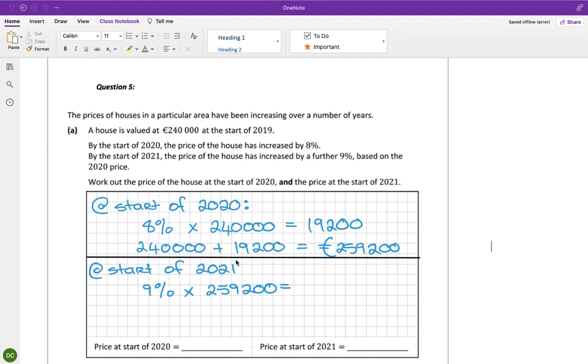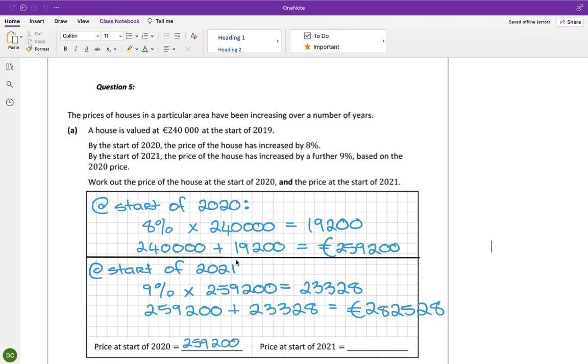So multiply 9% by 259,200 and you get 23,328, and then add that back on. So 259,200 plus 23,328. 259,200, and I'm getting 282,528.